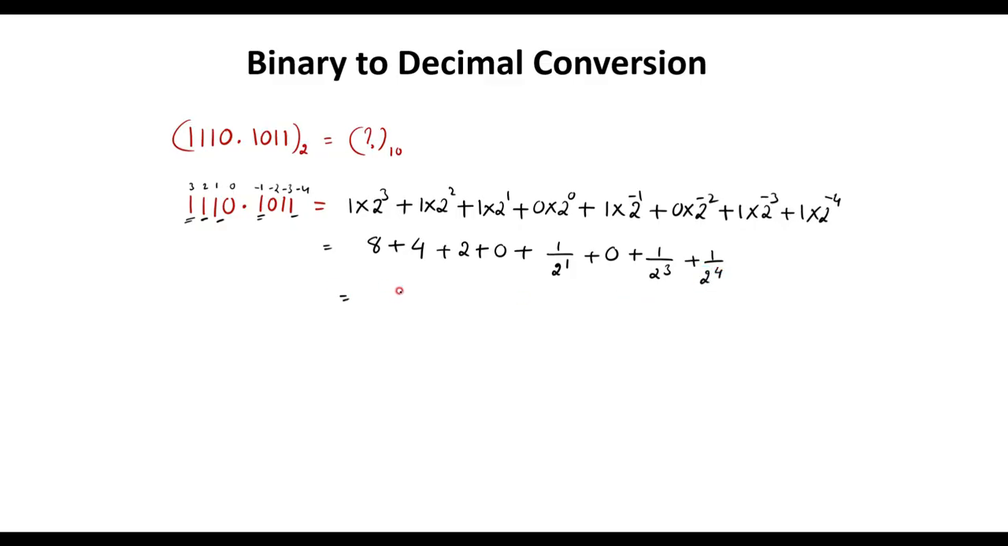So simplifying this, I can write this is 8 plus 4 plus 2, that is 14, plus 1 over 2 means 0.5, plus 1 over 8 means 0.125, plus 1 over 16 means 0.0625. So simplifying this, we will get 14.6875. So this is the decimal equivalent of the given binary number.